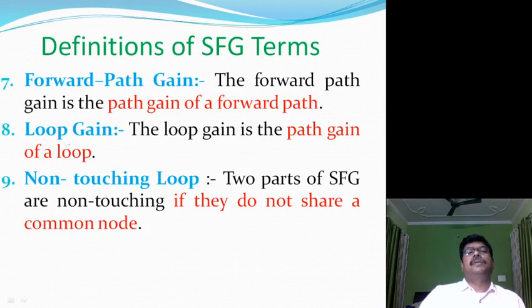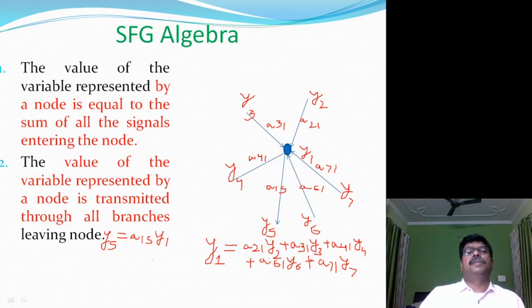Path gain: the product of branch gains encountered in traversing a path is called the path gain. Next term is forward path gain. It is the path gain of the forward path. Loop gain is the path gain of a loop. Non-touching loops: two parts of an SFG are non-touching if they don't share a common node. So these are the basic 9 definitions related to the SFG, signal flow graph. Now SFG algebra.